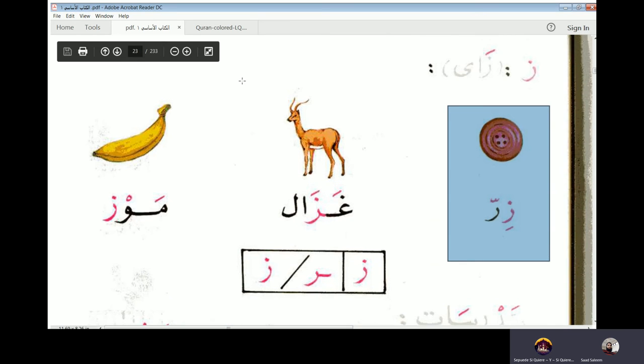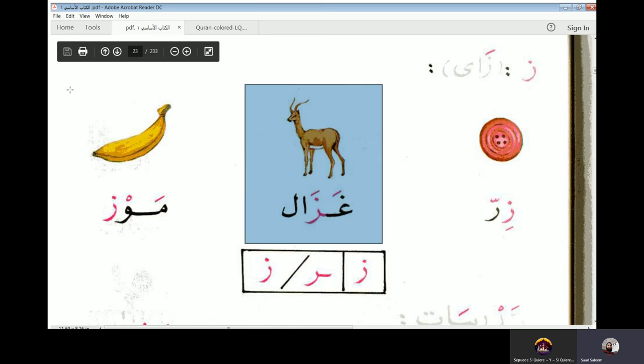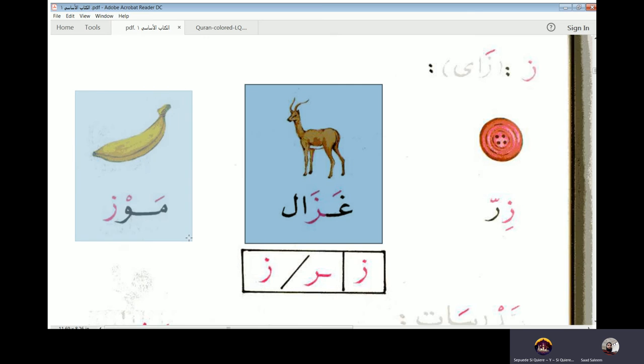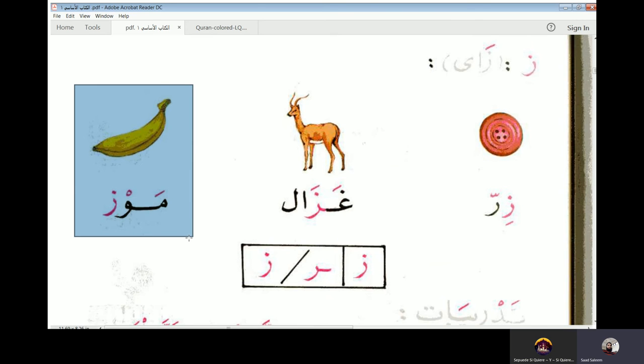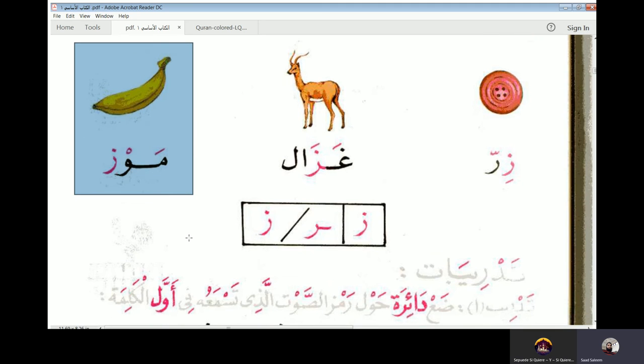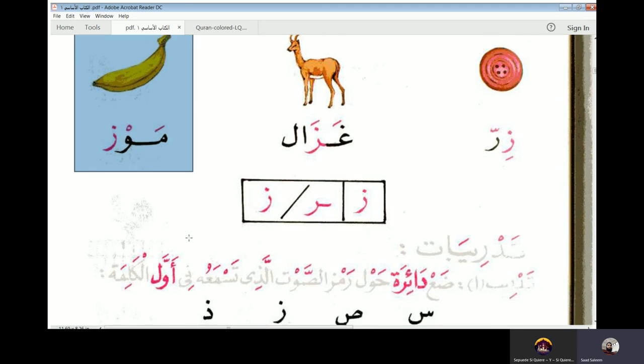Zero? Good. Button? Good. Ghazalun. What do you call it? Gazil. In English, we call it gazil. Yes, gazil. Mausun. Banana. Good.